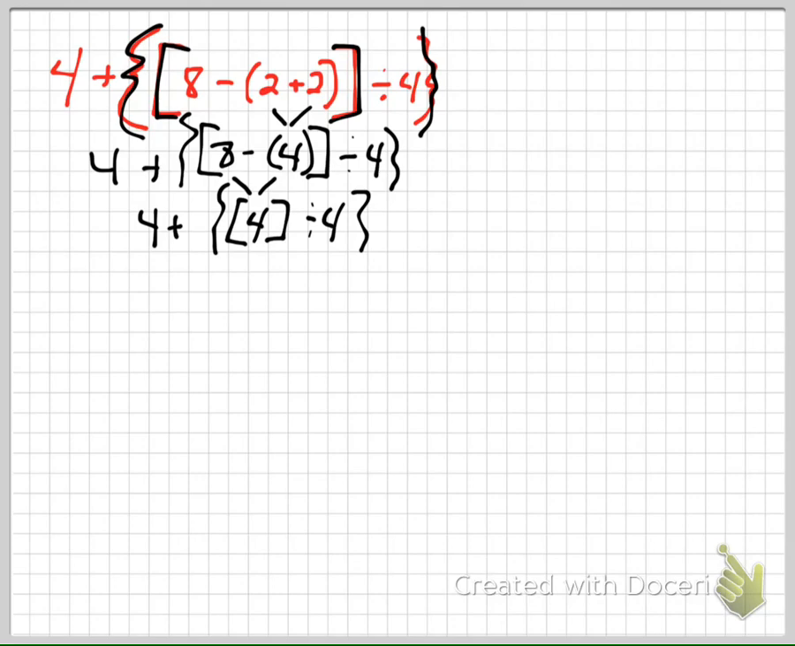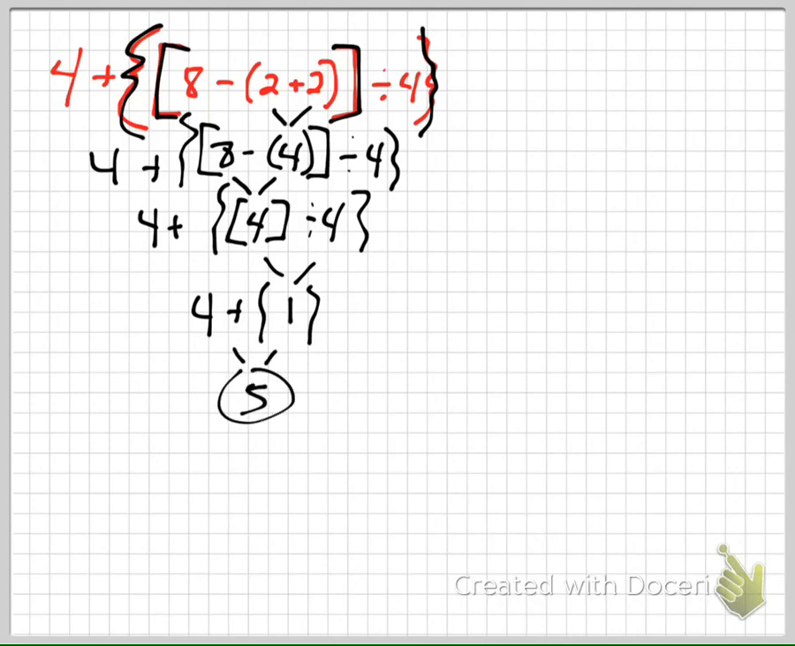Okay, now what? I go back out and go, okay, let's do the squigglies now. Is there anything else inside the squigglies? What do you see? Any other parentheses? No. Exponents? No. Multiply or divide? Yes. Oh, there's only one thing to do. What is 4 divided by 4? 1. Which now makes this in the squigglies 4 plus 1 is 5.